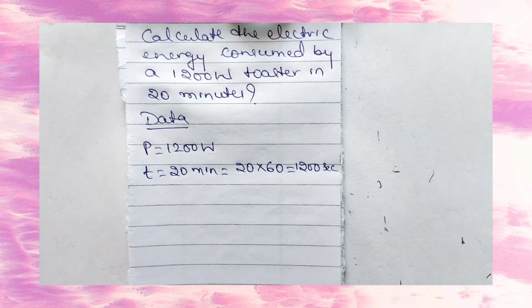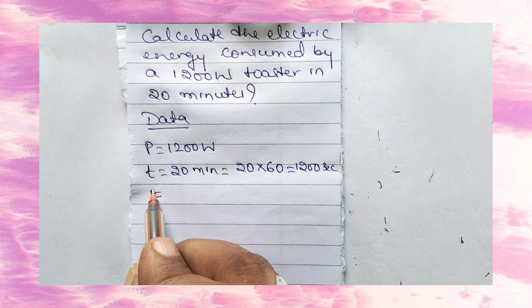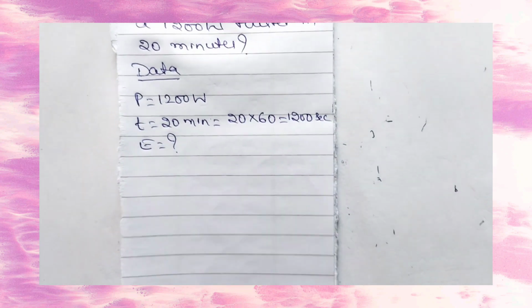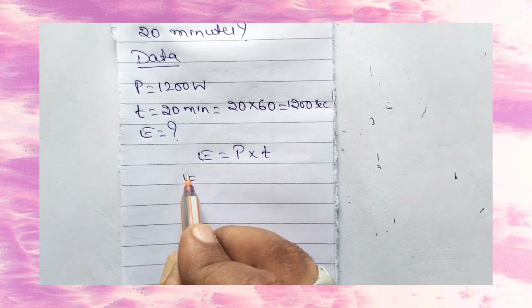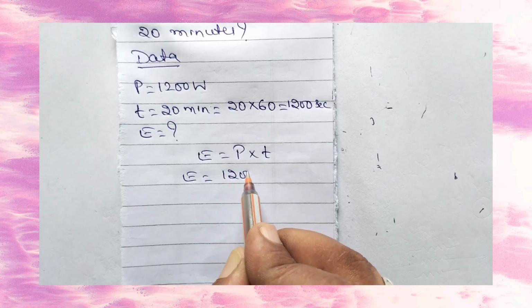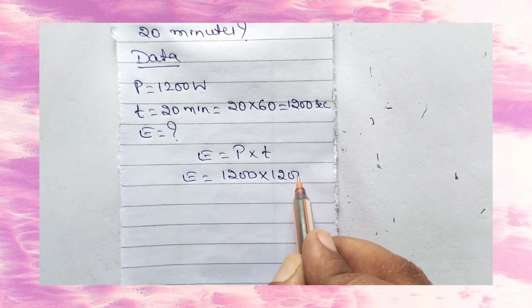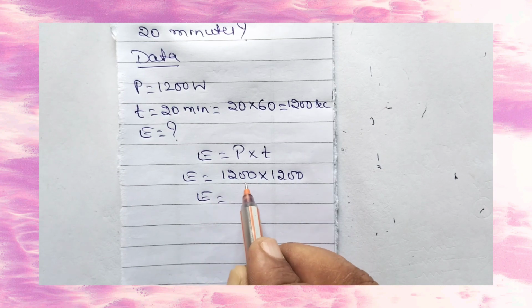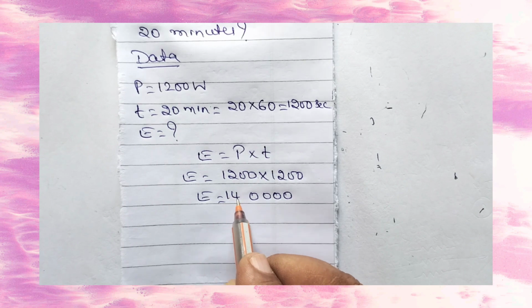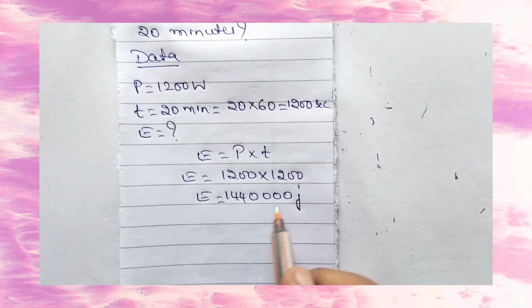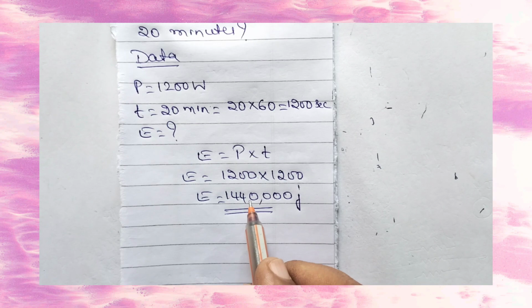So this is the time in which the current flows. Now we have to calculate what is the electrical energy consumed. So E is equal to P into T. So E is equal to power, which is 1200, into time, which is 1200 seconds. So E is equal to 1, 2, 3, 4, so 4 zeros. So 12 12s are 144. So this much of energy, that is 14 lakh 40,000 joules of energy is consumed.